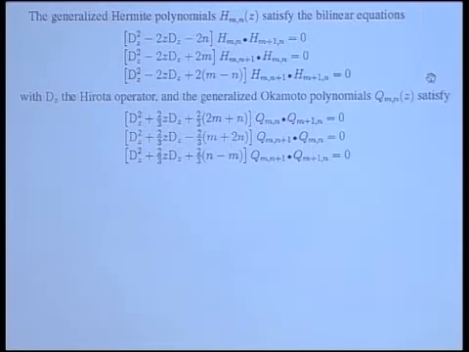So the generalized Hermite and generalized Okamoto polynomials also satisfy bilinear equations. They satisfy a whole lot of difference equations as well, I think each of them has 8 difference equations. But in particular, they satisfy these bilinear equations here. And again, it's critical that there are 3 of them.